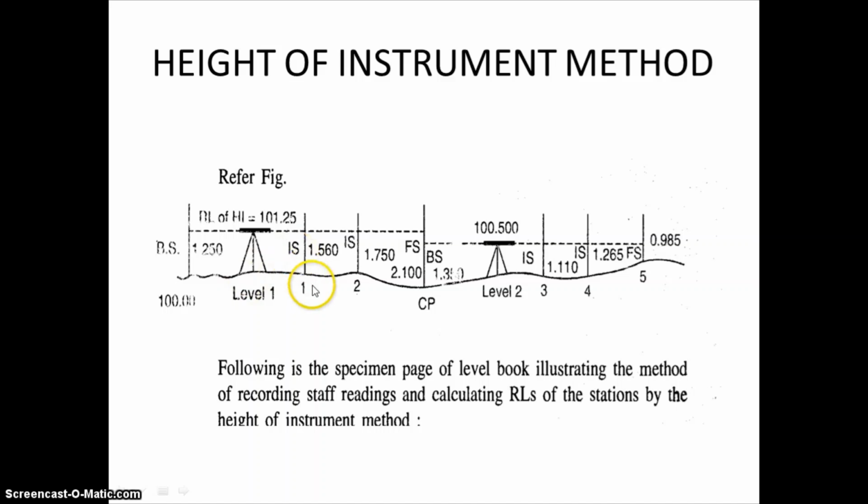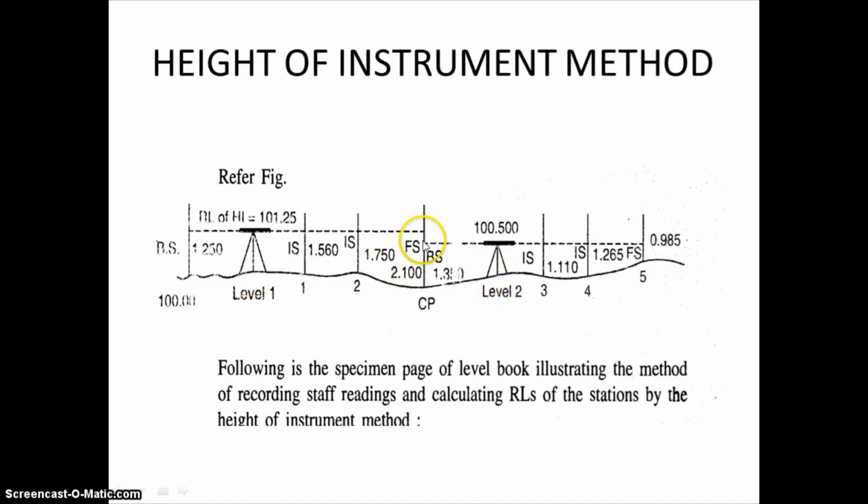Then I have put my staff at various locations: station number 1, station number 2, station number 3, 4, 5, here also. So for station number 1, what is the IS value? You bisect this staff and you will get one reading, that is 1.560. Then you bisect this staff and you get the IS value 1.750. Then again you bisect this staff and you get one more value, 2.1.0. But it will be called a foresight value, because we are shifting our instrument from this position to the next position.